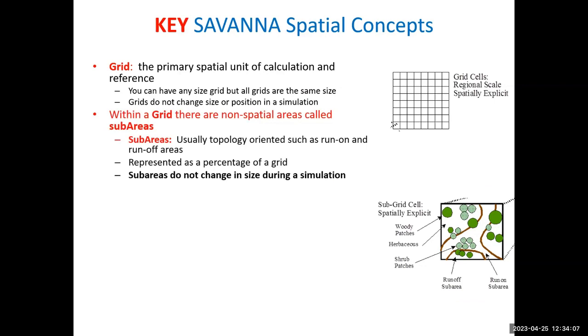Within a grid, you can name things called sub-areas. And sub-areas are really useful because they can be topologically oriented. So they can be runoff or run-on areas. They can be part of a hill slope like crests, mid-slope, foot slopes, and stream beds. They're represented as a percentage of the grid. And here's the most important thing. Sub-areas do not change in size during a simulation.